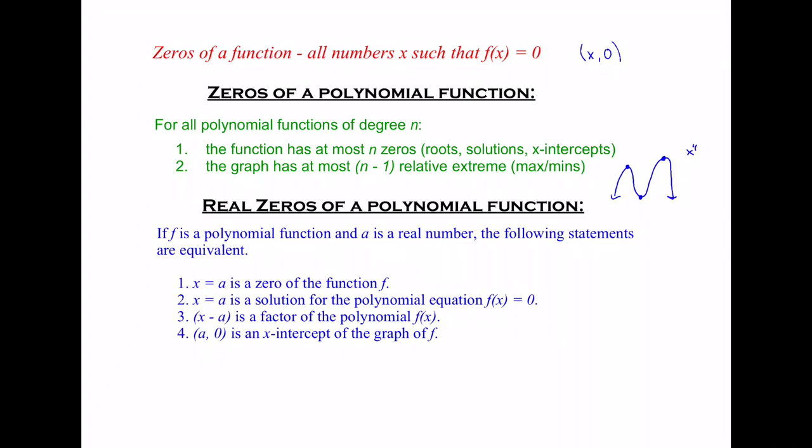Real zeros of a polynomial function. If f is a polynomial function and a represents a real zero or a real number, the following statements are equivalent.